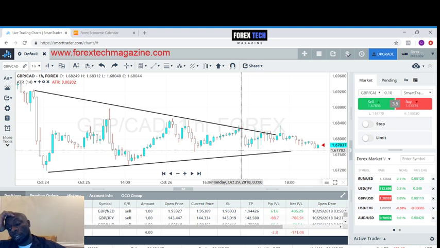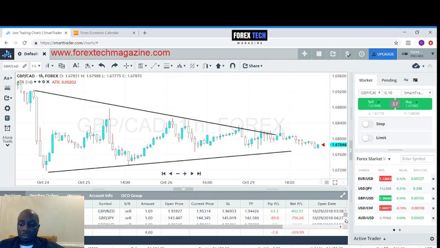Typically, when you get this consolidation pattern, it tends to be a continuation, right? So essentially, what's going to happen is this thing should continue in the direction that it originally was going. The original direction that it was going was south. So based off of that, we believe that it should continue to move in that direction. Probably looking to try to take about 150, 200 pips on this one.